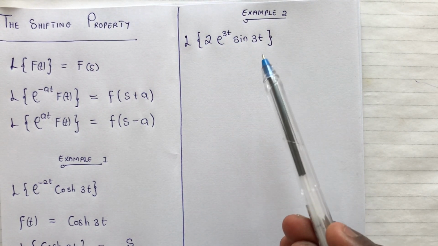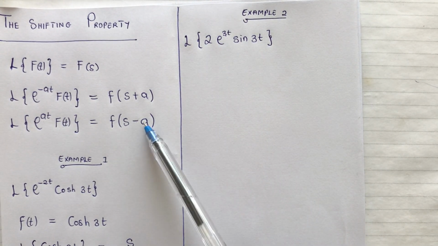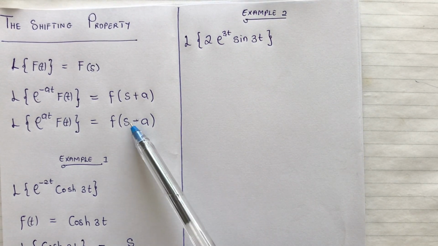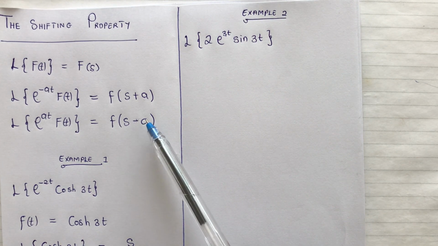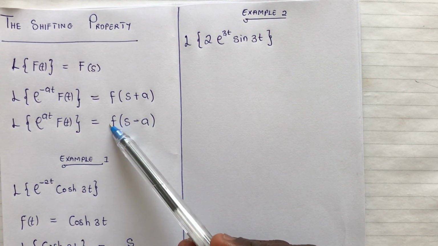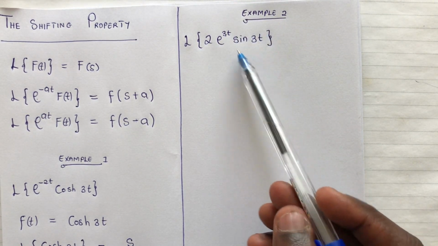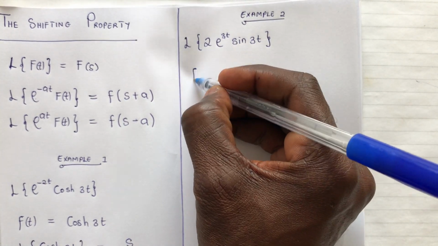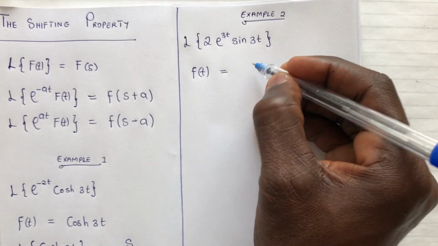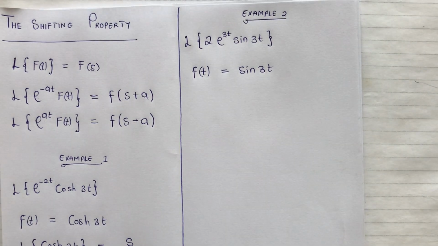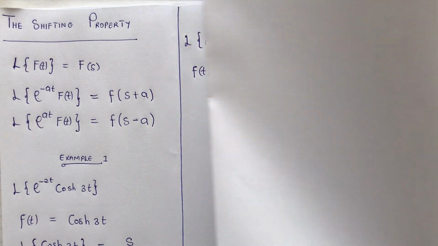Okay, now here we have positive 3, so this is a. This side becomes negative. So we are fixing in s minus a, or s minus 3, into the function f of t. And f of t is sine 3t. So now f of t equals sine 3t. So now, what is the Laplace transform of sine 3t?